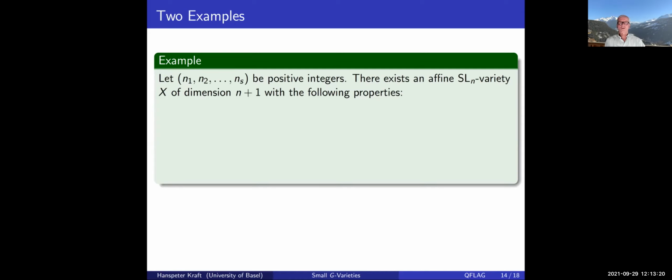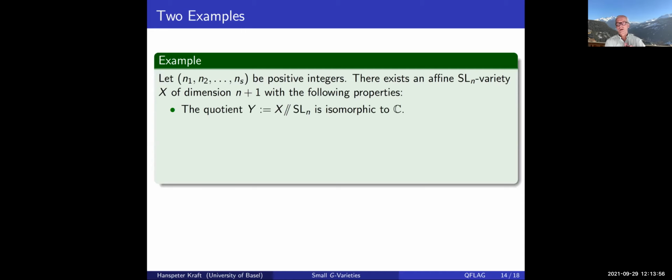So the question was: if you know the dimension of your G-variety, can you estimate the dimension you need to embed it into a representation? That was the question. Now here is the following example. Let n1, ..., ns be positive integers. Then there exists an affine SLn-variety X of dimension n plus 1 with the following properties.